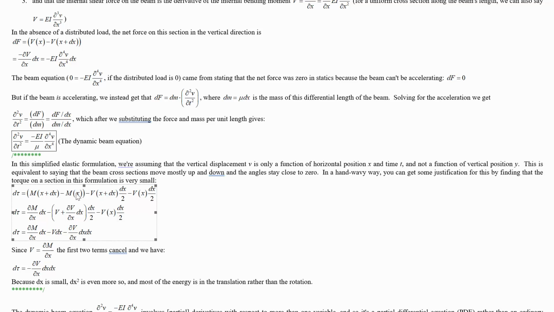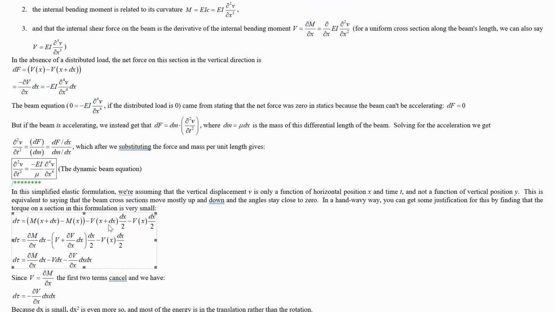So we've got a difference in moments on this, which from a linearization is del m by del x dx, and then the shear force at one side and the shear force at the other side. This is finding the torque about the center. So we have a dx over 2 for each of those in calculating the torque. Then we have a linearization on this shear force leading to a del v by del x dx term that sticks around.